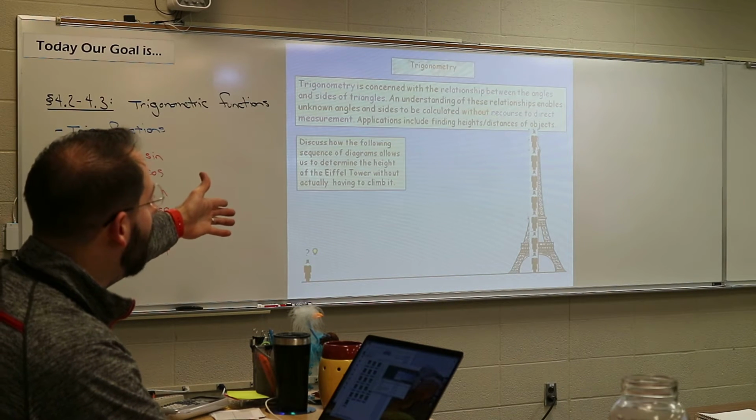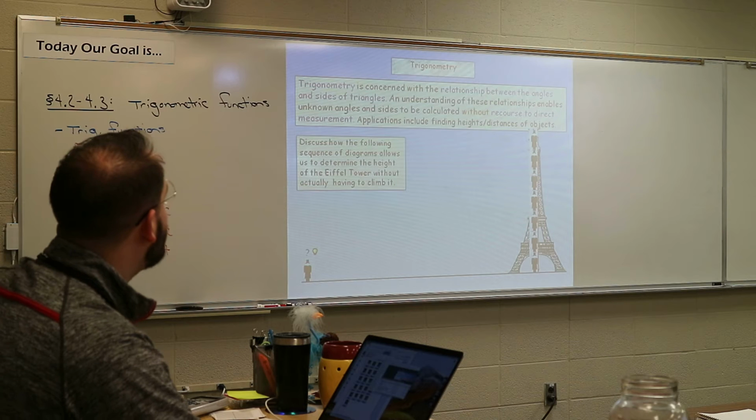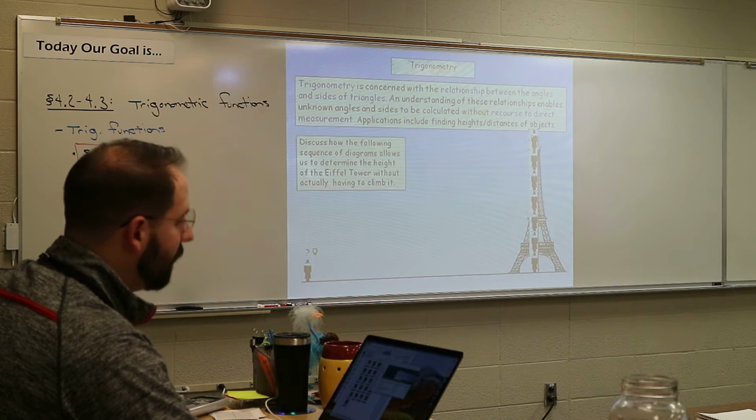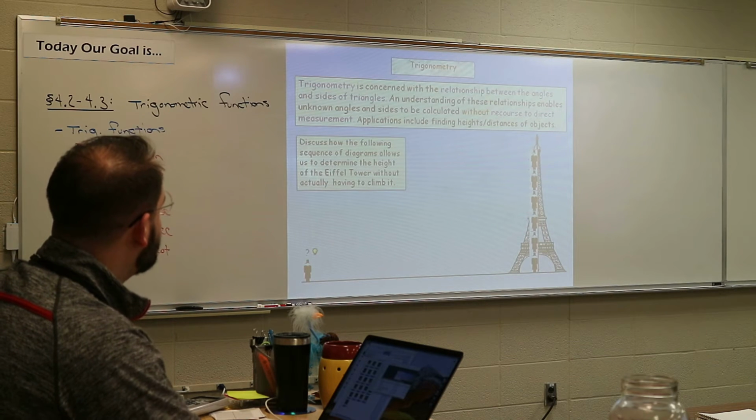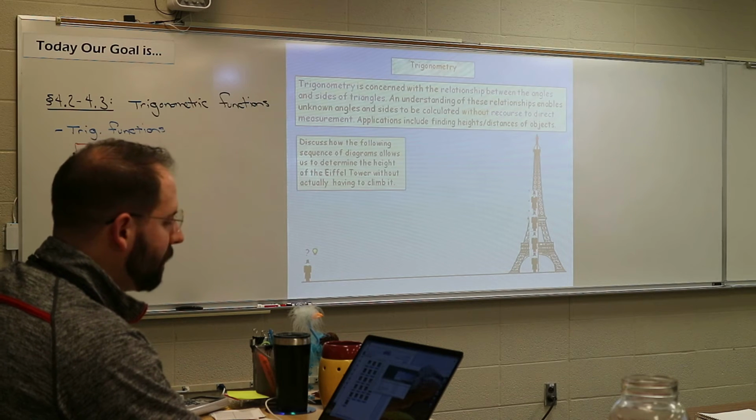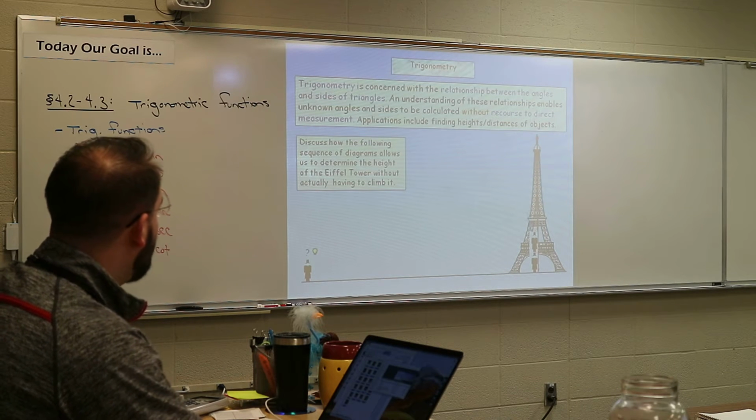I don't want to climb up the tower with a tape measure. That's unsafe, especially if you've actually seen the real Eiffel Tower. Okay, so let me get rid of all these Bobs here. All right. That's one way to attempt this problem. Now, it's not the smart way.